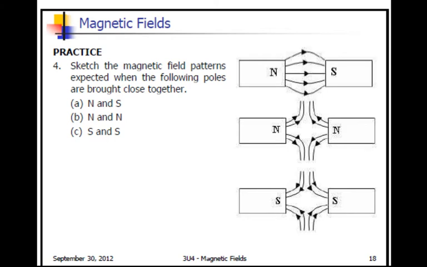Sketch the magnetic field patterns expected when the following poles are brought close together. For a north and a south pole, we would see the lines or arrows going from north to south. For two north poles, because we flow from north to south, we would see the arrows pointing out away from each other, but they would be opposing each other. For two south poles, we would see the arrows going into the south pole, but they would still be repelling each other.